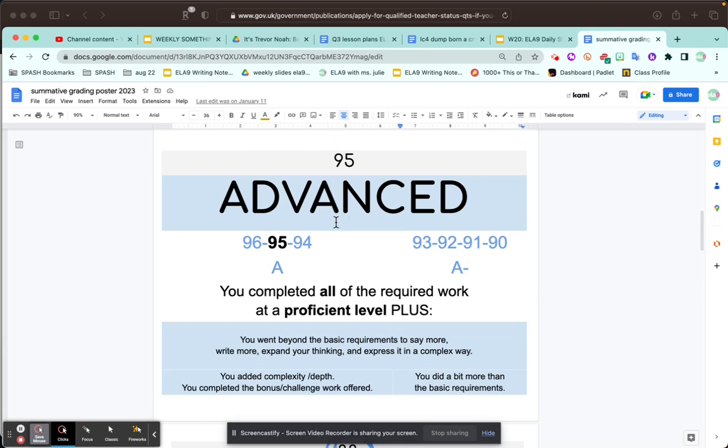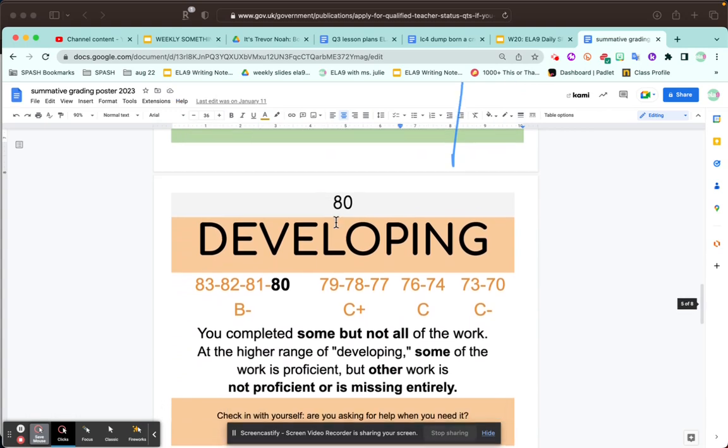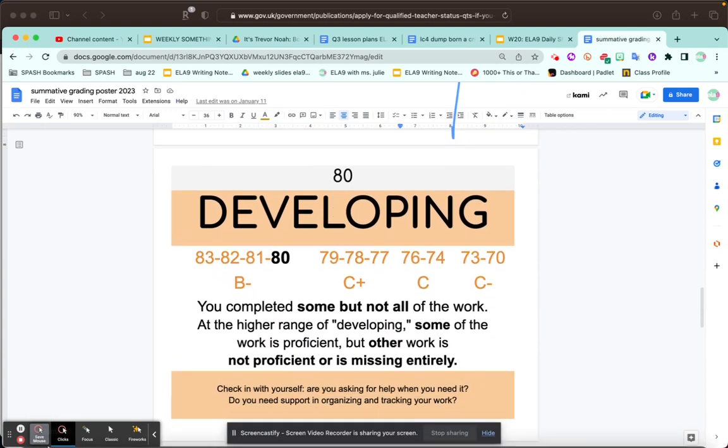So 95 is advanced. If there's bonus work or extra level work, you'll be working more towards the advanced level. As we do our work for Born of Crime, you'll see that there are some different ways we're going to be wording things too. But when you're thinking of a summative project, this is kind of the range that I want you to think about. And then below proficient would be developing.